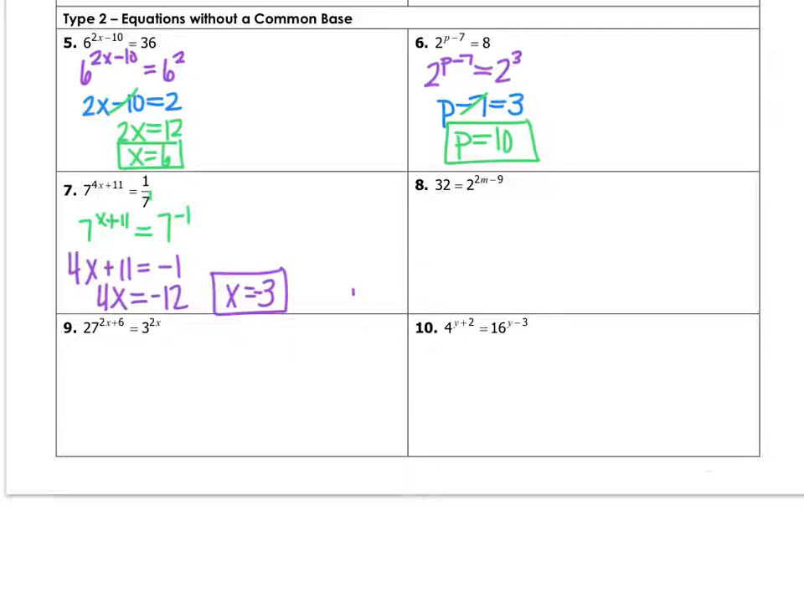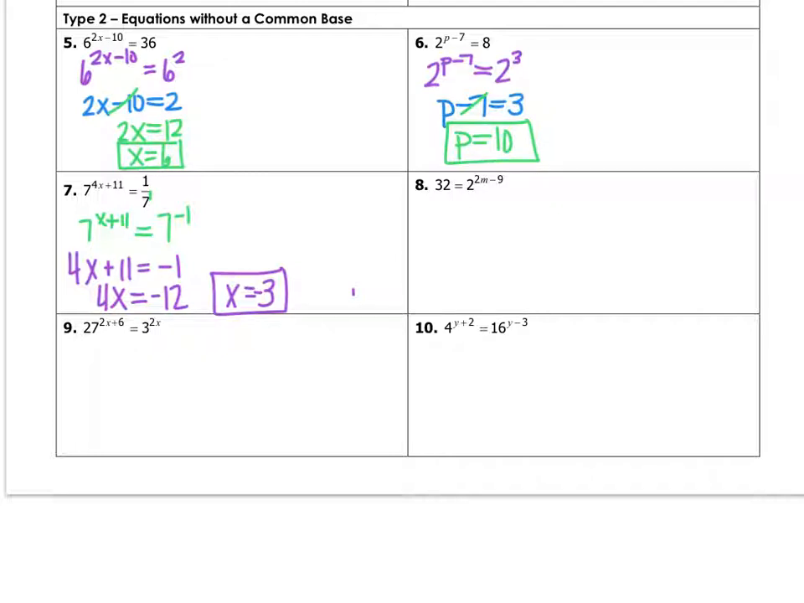All right, so hopefully when you solved it, you got x equals negative 3. And when I plug it back in, I'm going to have 7 to the 4 times negative 3, which is negative 12, plus 11 is negative 1. So on the left-hand side, I have 7 to the negative first power, which I know is the same as 1/7, because that negative exponent takes it to the other side.